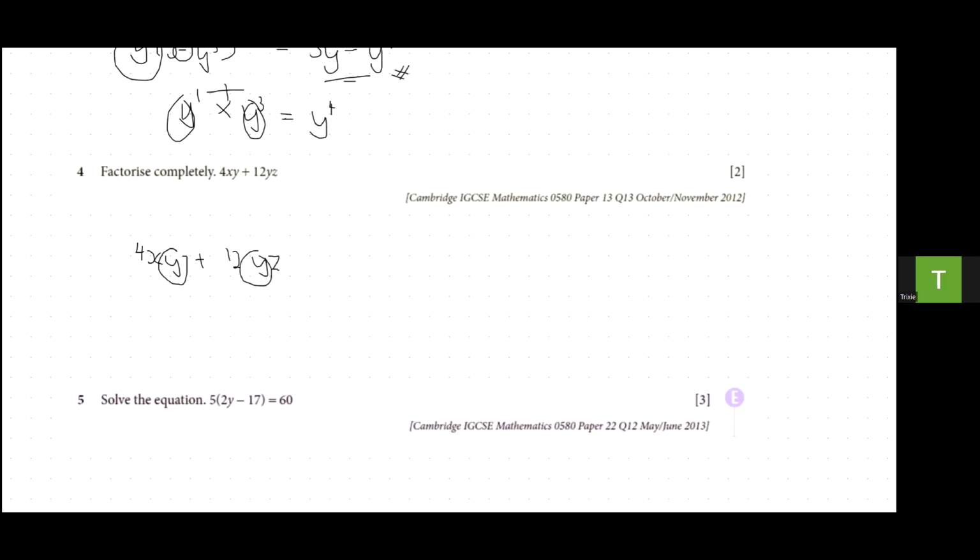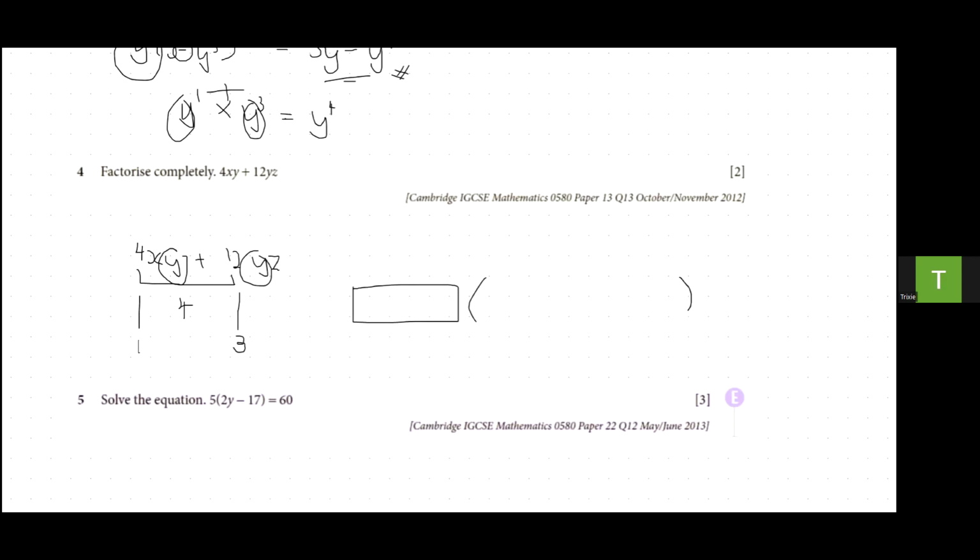Then come to the number. Which number could both 4 and 12 be divided by? Yes, it's 4. So 4 divided by 4, you get 1. 12 divided by 4, you will get 3. So let's get the value.